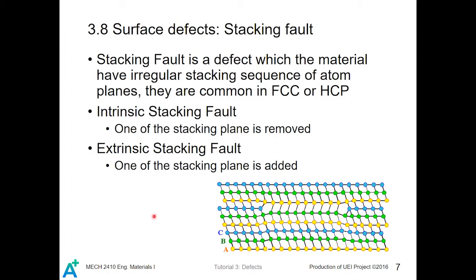The picture here shows one of the intrinsic stacking faults. The yellow atom plane, let's say we mark it by A. The green one we mark by B. The blue one we mark by C. A, B, C, A, B, C, and ABC should be repeated in such a way. But at this region, the B plane is missing, and that means one of the stacking planes is removed, and that's why it is intrinsic.